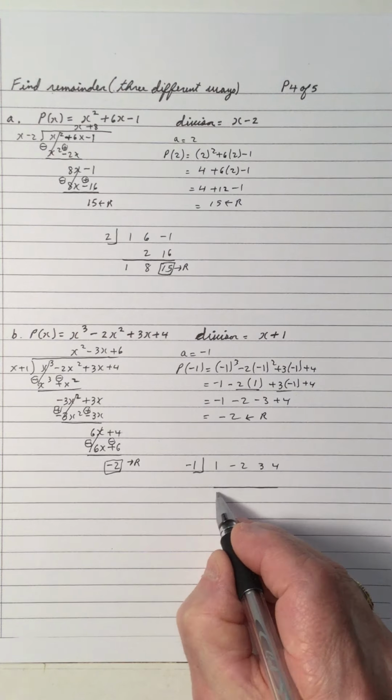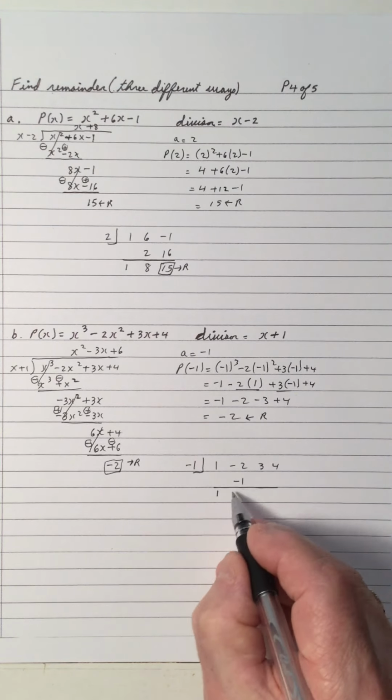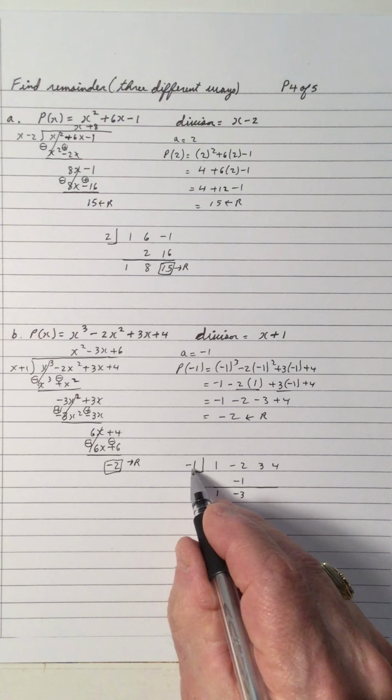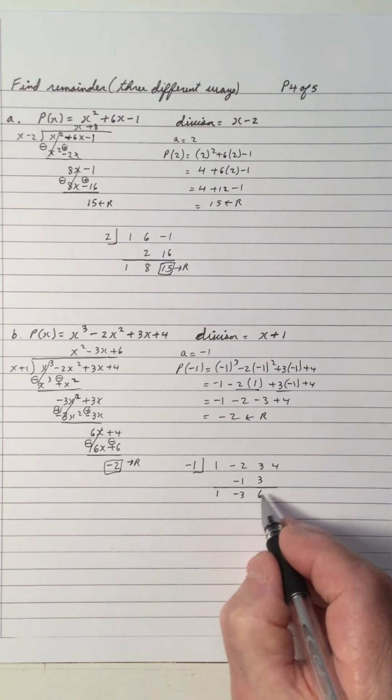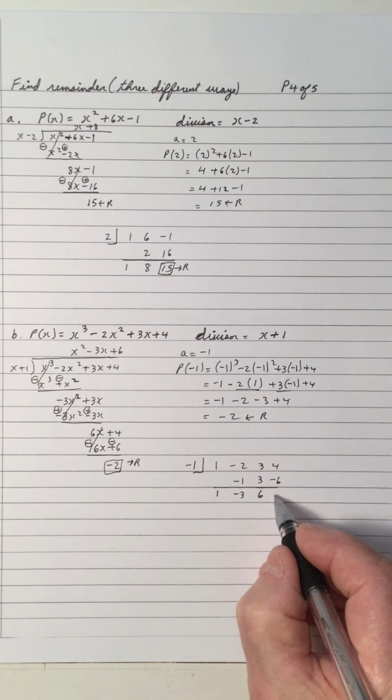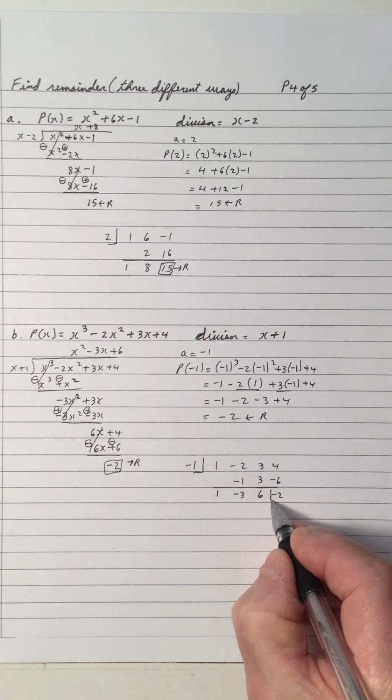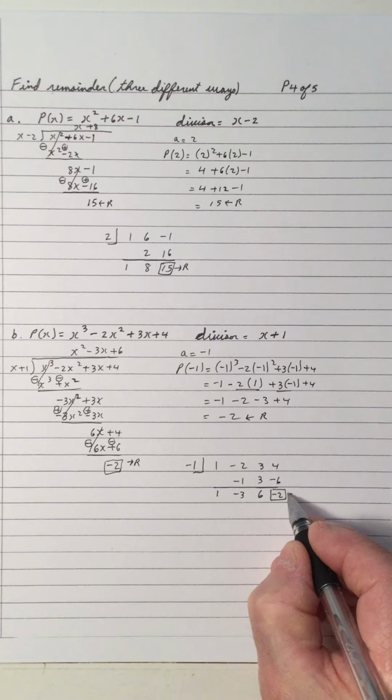Draw a line, bring down your 1, multiply, negative 1, add, negative 3. Multiply negative 1 by negative 3 is 3, is just 6. Multiply, negative 6, and add, you get negative 2. So that's your remainder right there.